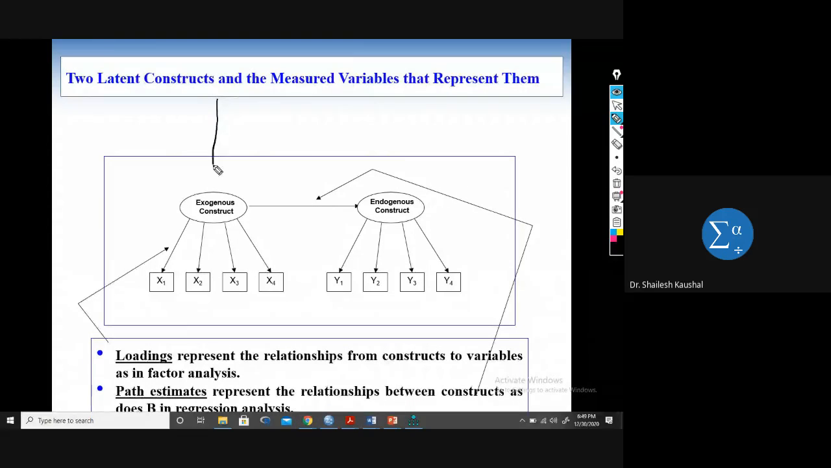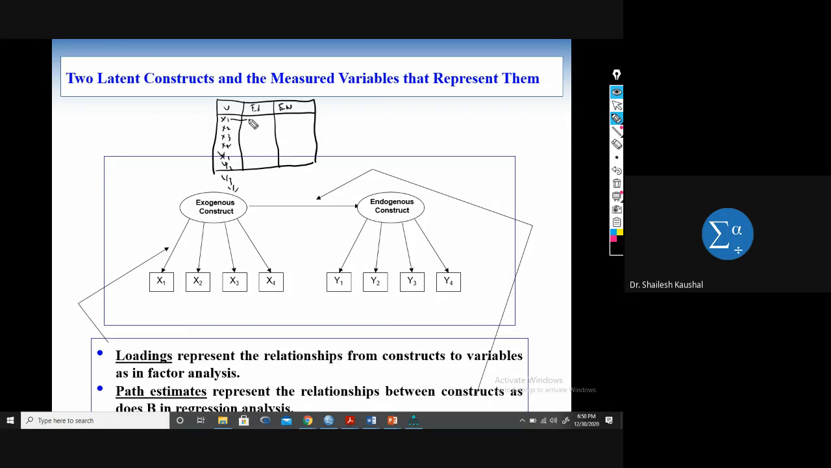This is the factor matrix. Same thing, the factor matrix can be represented through the path diagram. So these are the exogenous factors, and this one is endogenous, and these are the variables like x1, x2, x3, x4, y1, y2, y3, y4.